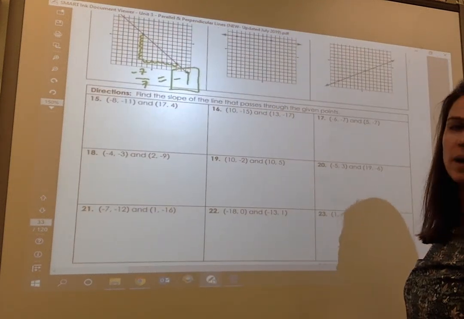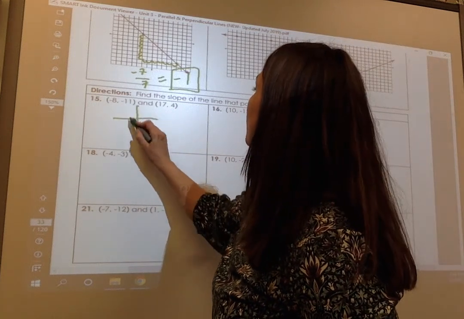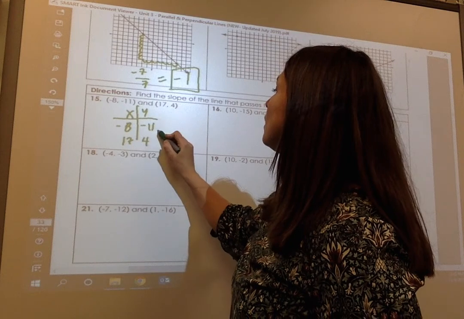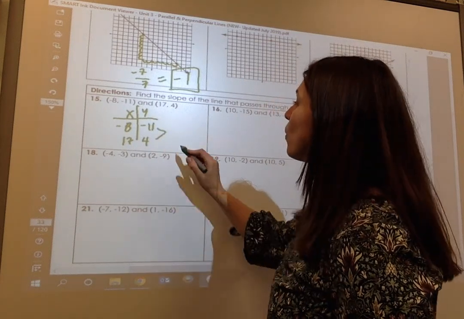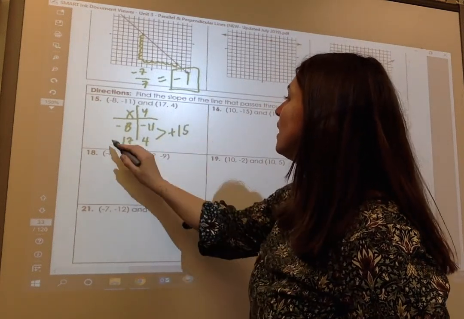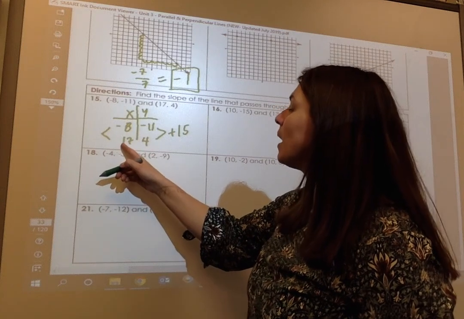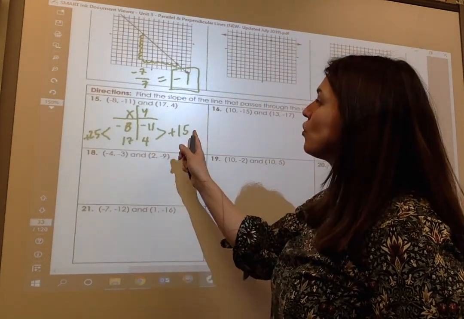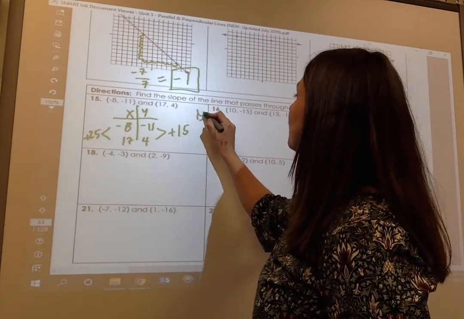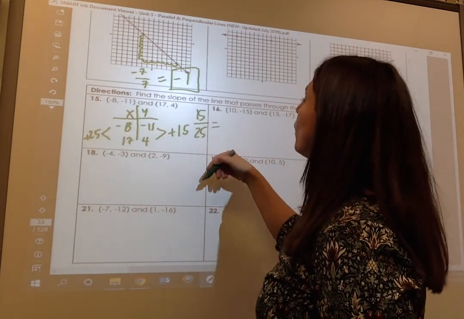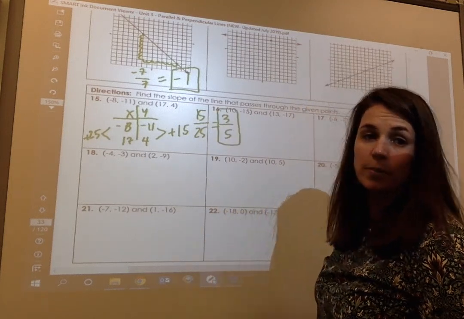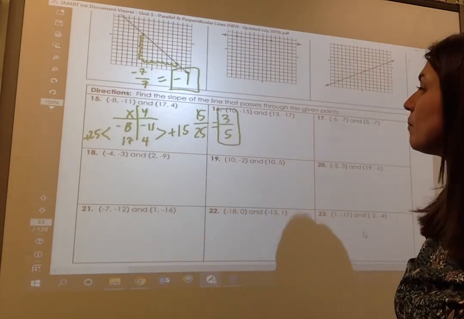All right, let's do number 15. I do a table. Again, you don't have to do a table. So to get from -11 to 4, I'm going to add 15. And to get from -8 to positive 17, I'm going to add 25. So change in y over change in x is 15 over 25. Both reduced by 5 to get 3/5. So my slope is 3/5 on that one.